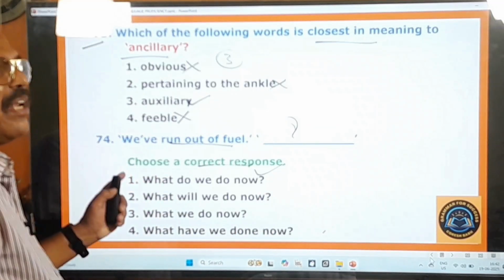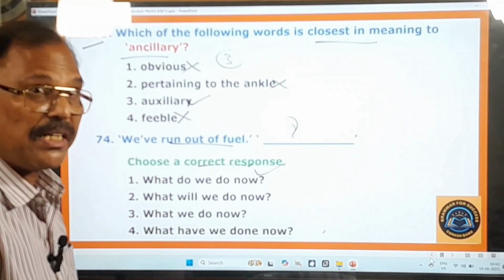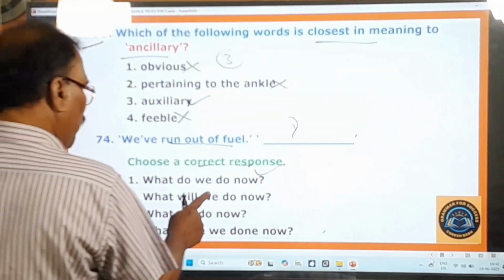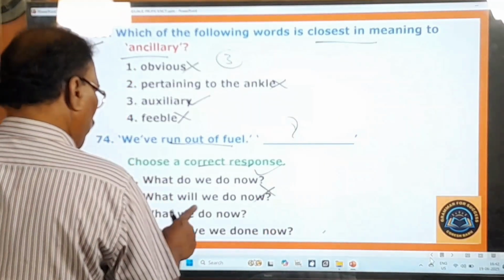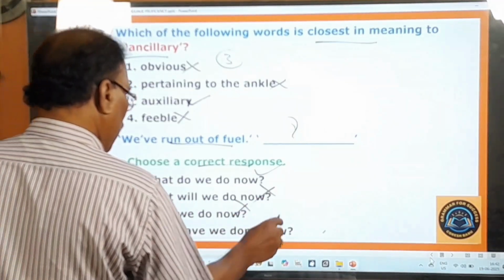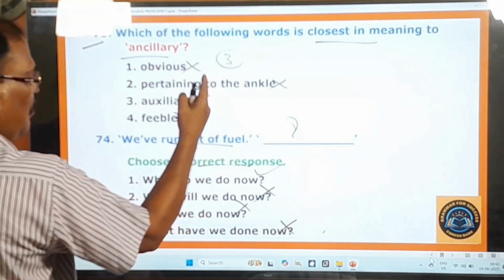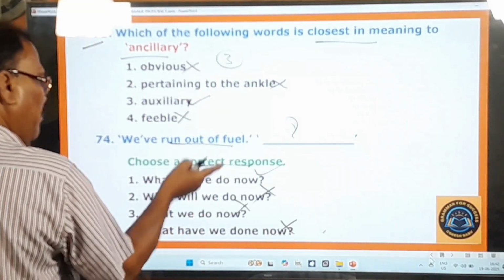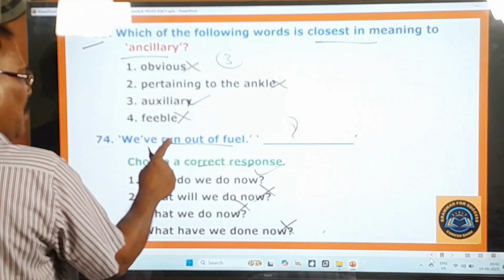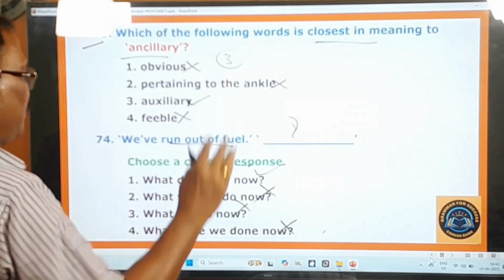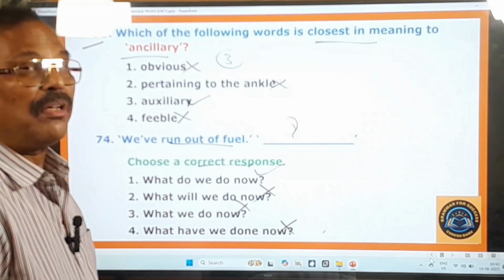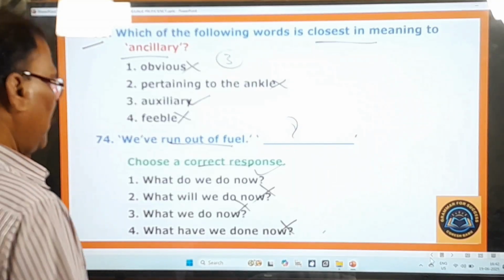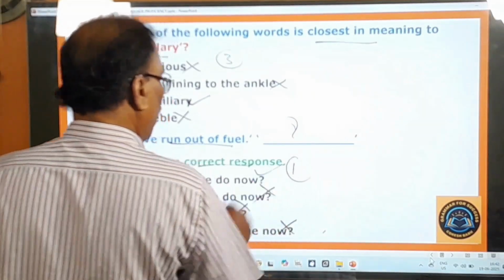We have run out of fuel. What do we do now? What will we do now? No. What we do now? No. What have we done now? No. So what do we do now? That is only the most relevant response for this statement. We have run out of fuel. What do we do now? So this first one is only the right option.